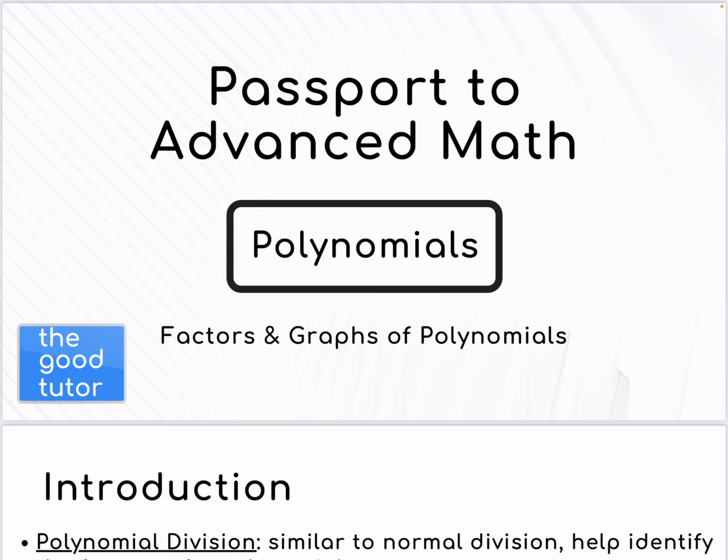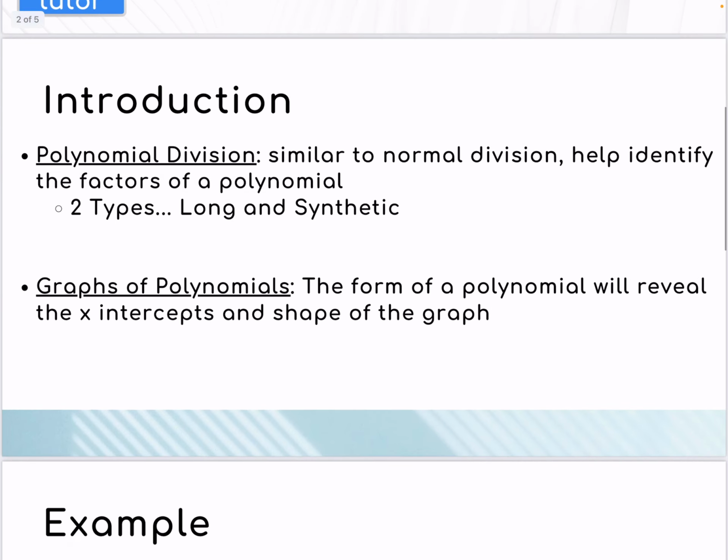And in this video, we're going to continue our look at the Passport to Advanced Math subsection of the SAT math sections. Specifically, we'll continue our look at polynomials and we'll take a look at the factors and graphs of polynomials. So to give a quick introduction, we're going to use something called polynomial division, which is very similar to normal division, to help identify the factors of a polynomial.